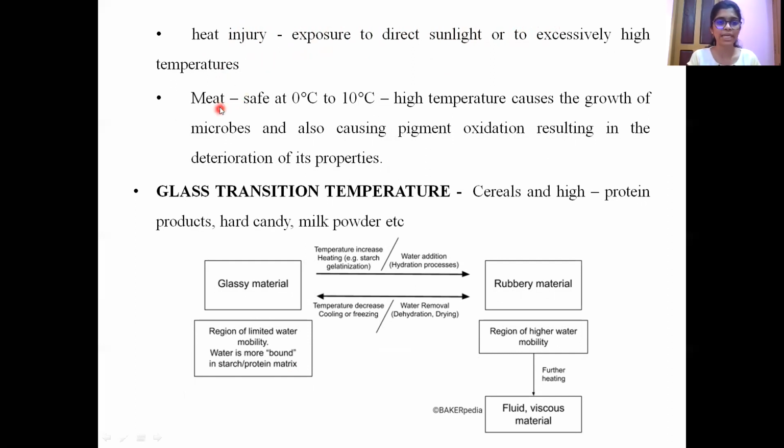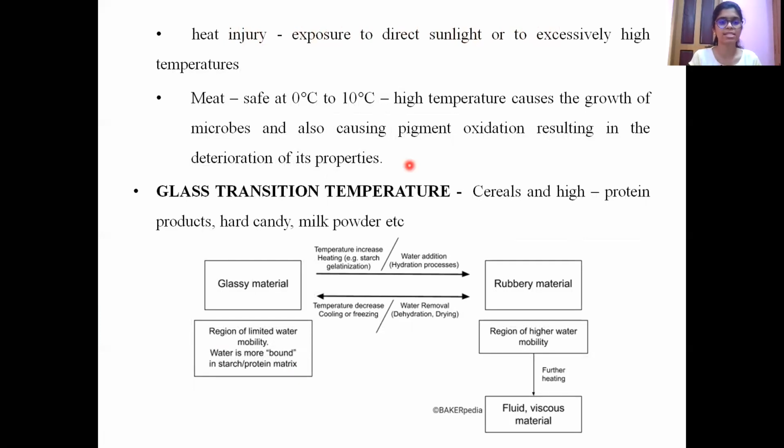So moving on to meat. Meat is generally safe at 0 to 10 degrees Celsius, whereas high temperature causes the growth of microbes and also causes depigmentation, that is the pigment oxidation, resulting in off colors and deterioration of other meat properties. So this is what we discussed about meat.